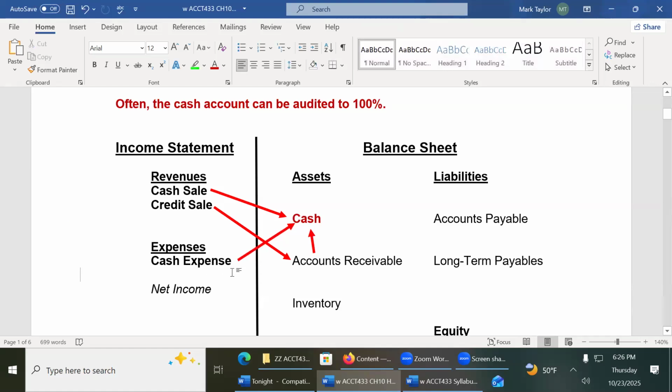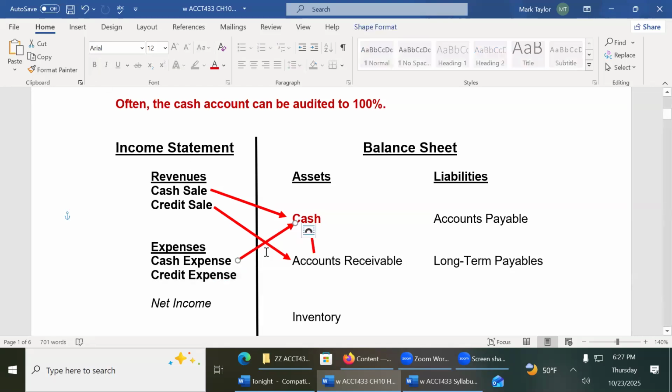So if you have a cash expense, an expense that you pay with cash, you also have a credit expense. You have an accounts payable. Oops. Spell expense correctly. I know there's a better way to do this. I just can't think of it right now.